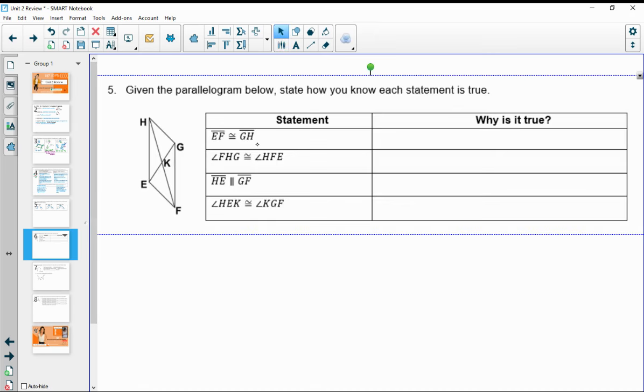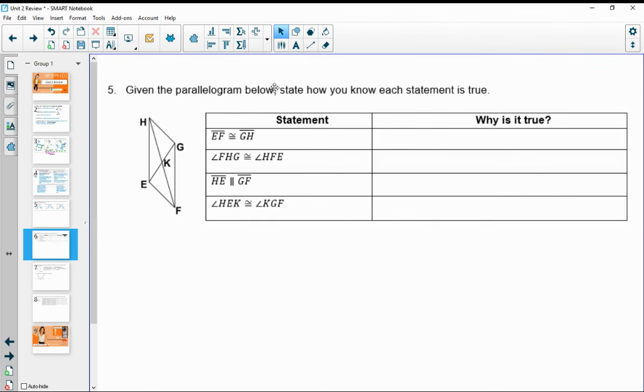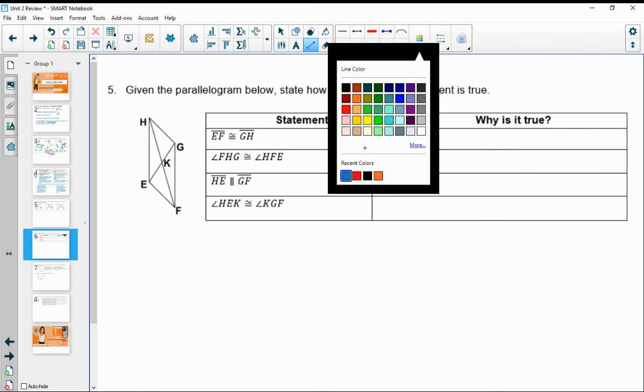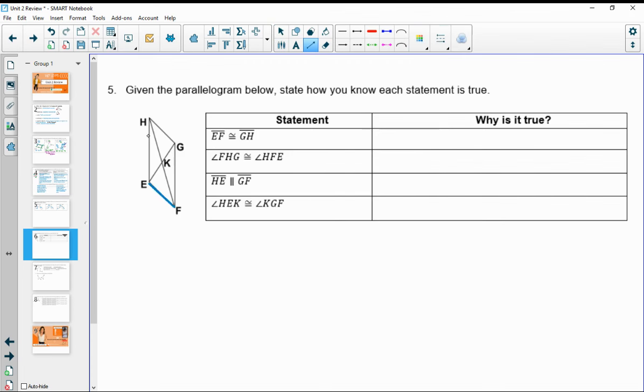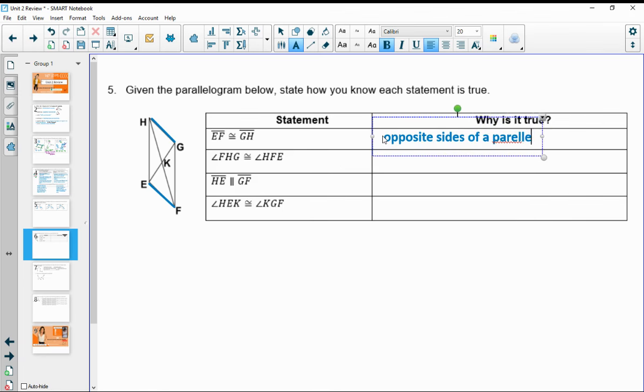Number 5, given the parallelogram below, state how you would know each statement is true. So based on this, how would we know that EF is congruent to GH? So here's EF. How do we know that that's congruent to GH? And that's because we've got opposite sides of a parallelogram are equal. Those are opposite sides in a parallelogram, so they're going to be equal to each other.